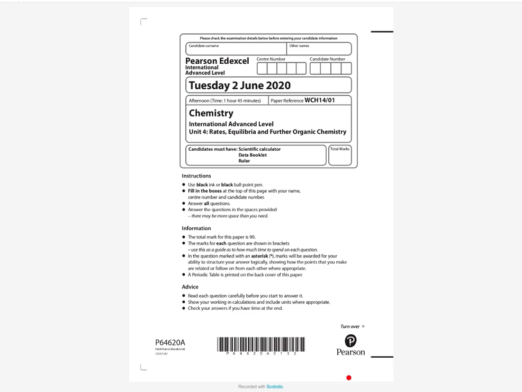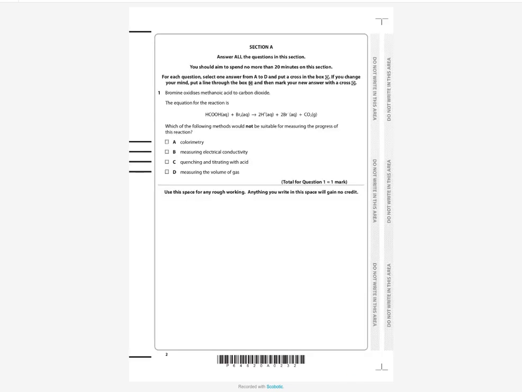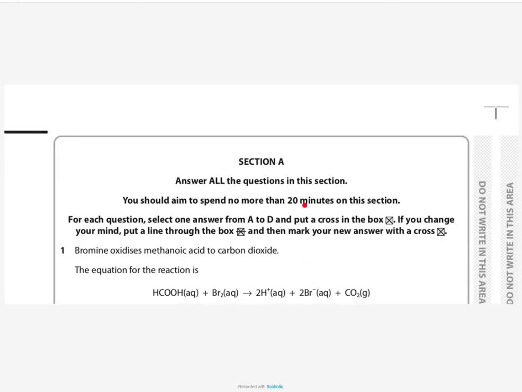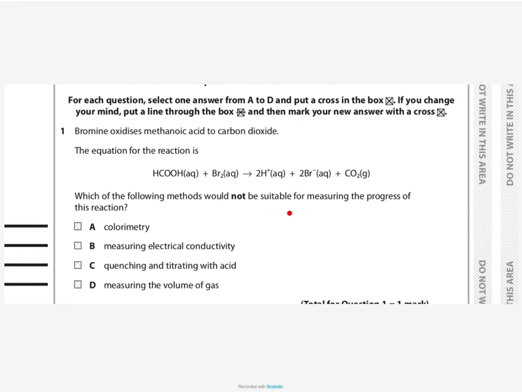The first question. Bromine oxidizes methanoic acid to form carbon dioxide. Which of the following methods would not be suitable for measuring the progress of the reaction? Colorimetry is suitable because bromine is colored and the products are colorless. If the reactant is colored and the products are colorless, we can use colorimetry.